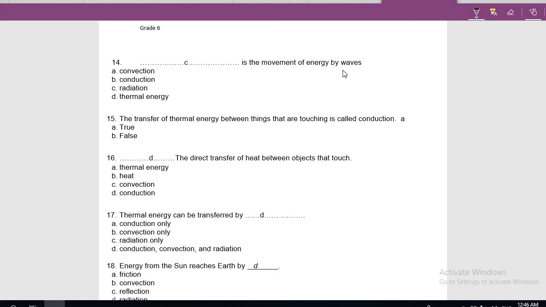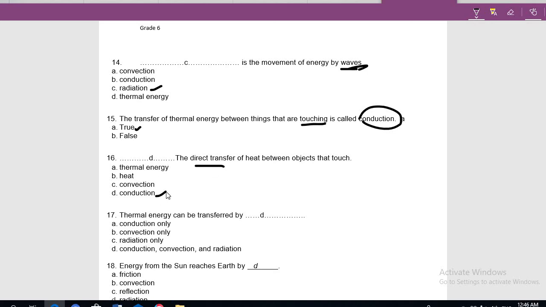Radiation is the movement of energy by waves, like sun rays or microwaves. The transfer of thermal energy between things that are touching, direct contact, is called conduction. Yes, true. The direct transfer of heat between objects is called conduction.